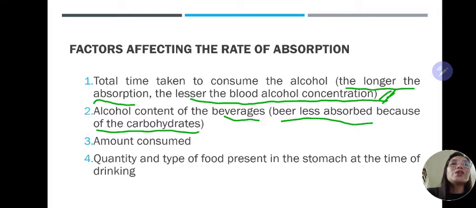So, depende sa mga iniinom natin. Merong gin, merong beer. Iba-iba sila ng content ng alcohol. Merong mga mild lang yung content ng alcohol. Meron namang matataas yung content. So, it depends. Amount consumed also, syempre, kung gaano karami ba yung nainom mo. The quantity and type of food present in the stomach at the time of drinking. Pati yung quantity at saka yung type ng food na present sa stomach mo, meron ding effect sa pag-absorb ng alcohol sa katawan natin. Okay?